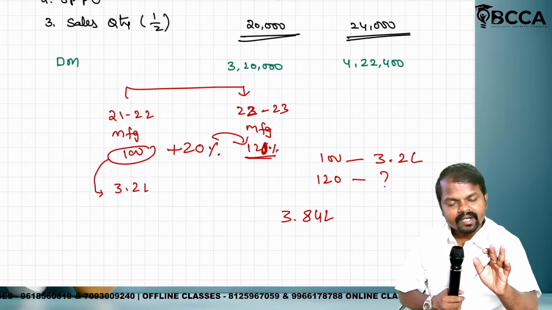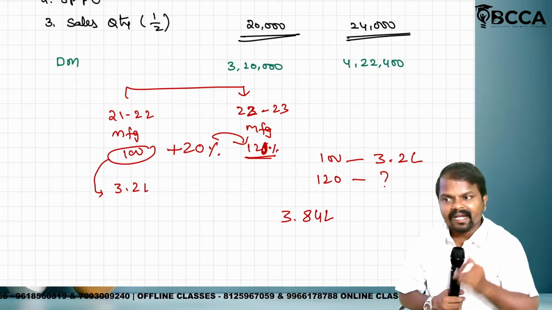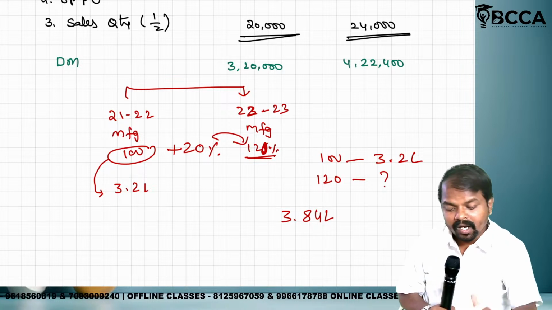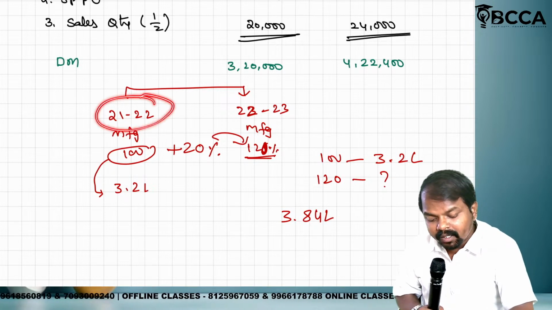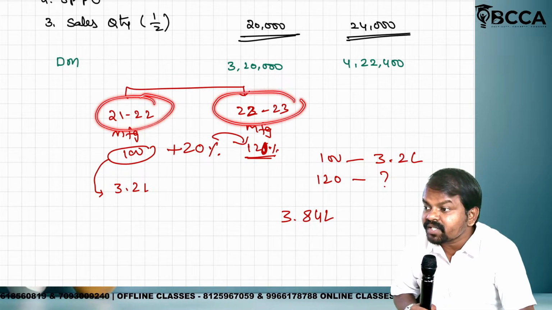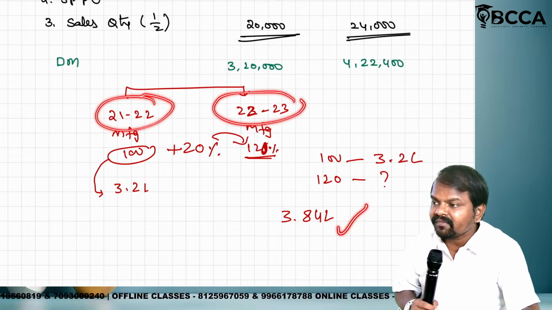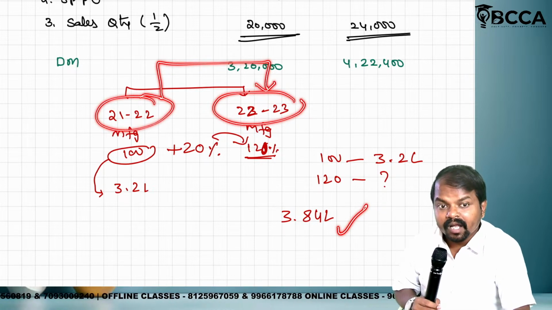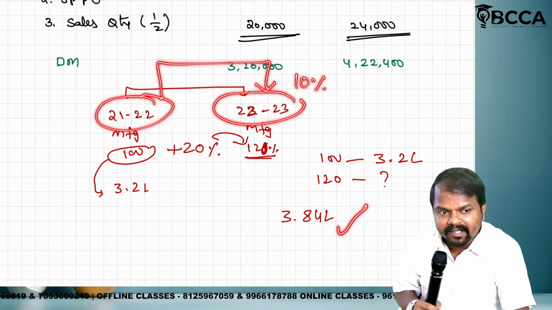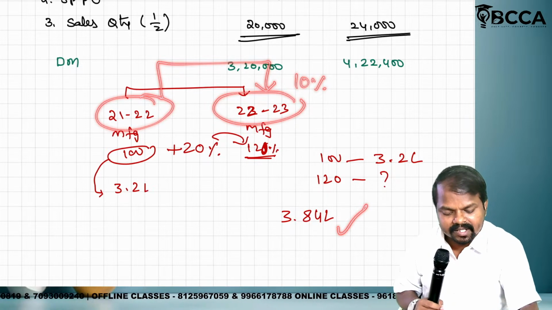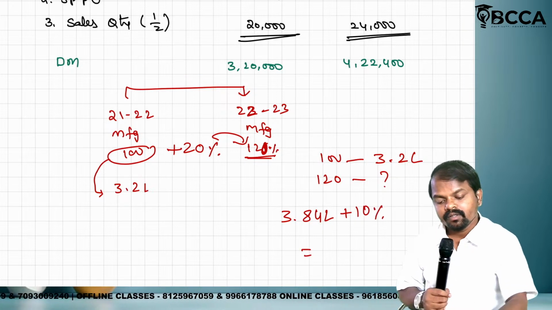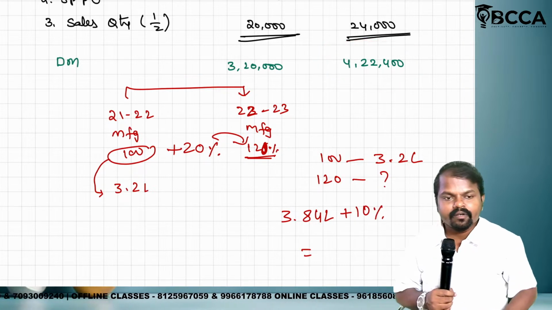Actually, material cost should be 3,84,000. Subject condition, last year 21-22 material cost, 22-23 material cost is equal means 3,84,000. But the question paper told, compared to this year, raw material cost is increased by 10%. That is the reason 3,84,000 plus 10%. That is the reason I gave 420 to 400.